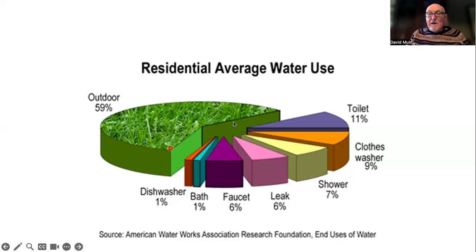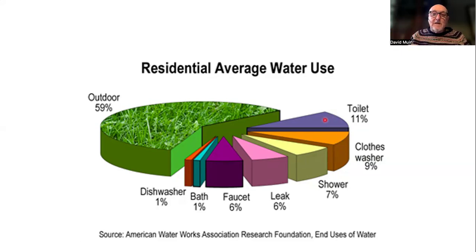If we ignore the garden and just go to the rest of the household usage, the most important thing to note is that the running water toilet uses 11%. And I might add that this is regular usage. That's the normal flushing. And in fact, this may be much higher if the toilet leaks, which many toilets do. And the second most important is the clothes washer.